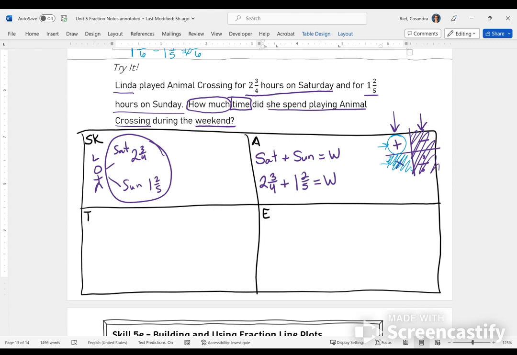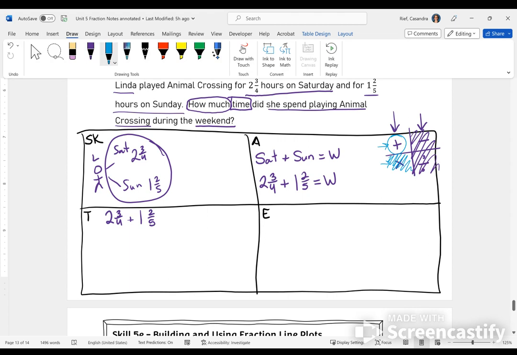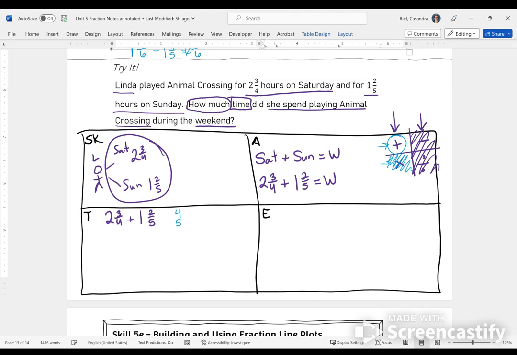Now we're going to do the work that we planned out. We're going to do 2 3/4 plus 1 2/5. My first step is going to be rewriting this as fractions with like denominators. So I'm going to set up my LCM for 4 and 5. 4, 8, 12, 16, 20. 5, 10, 15, 20.